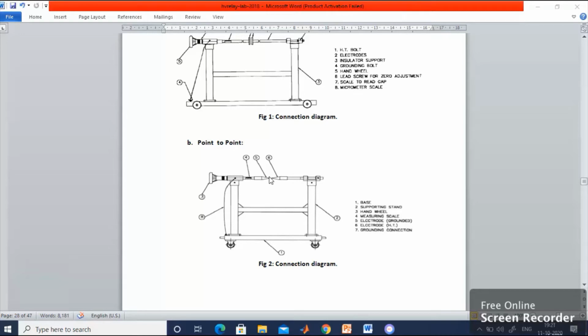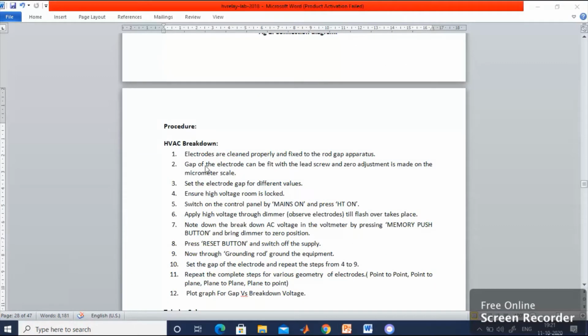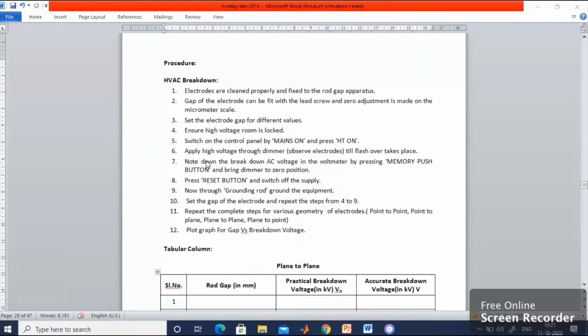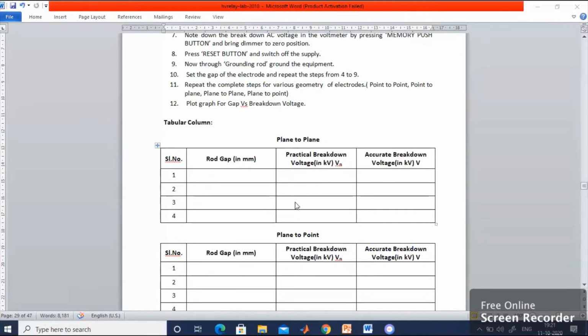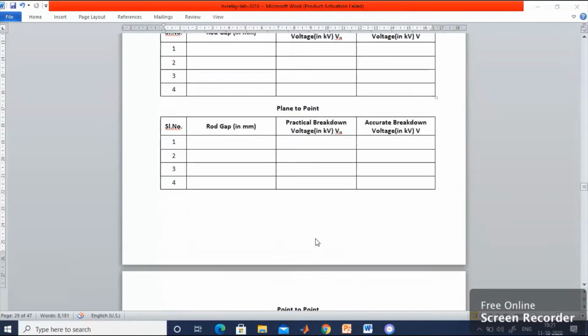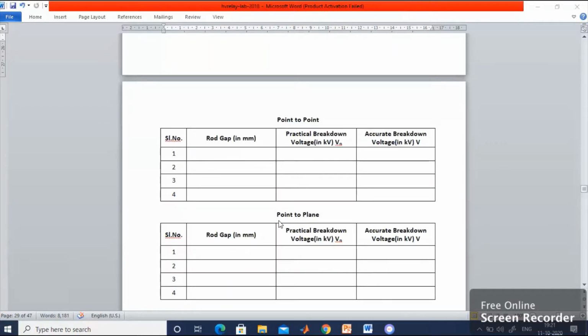Actually, there are 4 cases. The procedure I will be explaining at the time of the experiment. Anyway, it can be done easily. So we have 4 cases. The first case is plane to plane. The second case is plane to point. The third case is point to point. And finally point to plane. So these are the 4 cases.